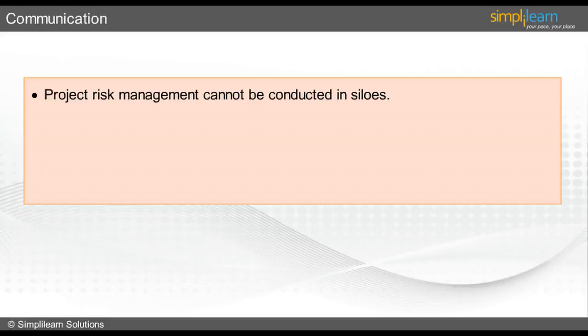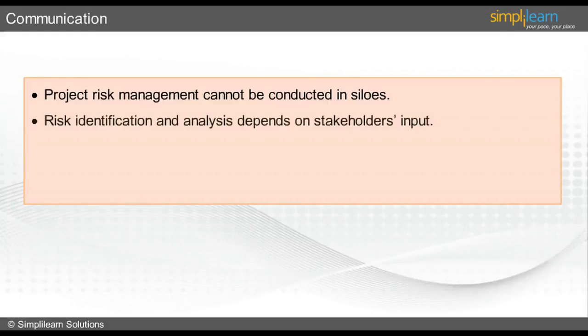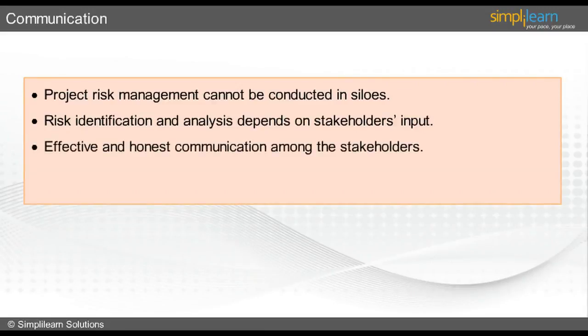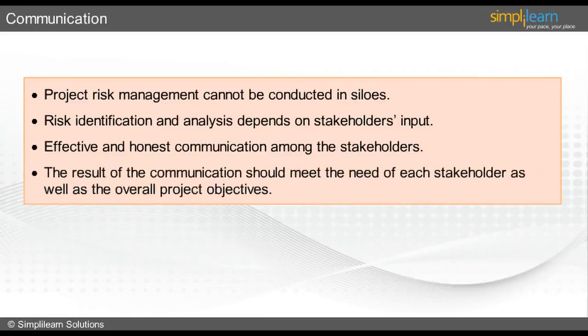Important points to be kept in mind to make the risk management informative or to create awareness are as follows. Firstly, project risk management cannot be conducted in silos. Secondly, risk identification and analysis depend on stakeholders' input. This ensures that nothing is left out and risks are assessed realistically. Thirdly, there should be effective and honest communication among the stakeholders. And fourth, the output of communication should meet the need of each stakeholder as well as the overall project objectives. Let us now look into the responsibilities to be carried out during project risk management in the next slide.